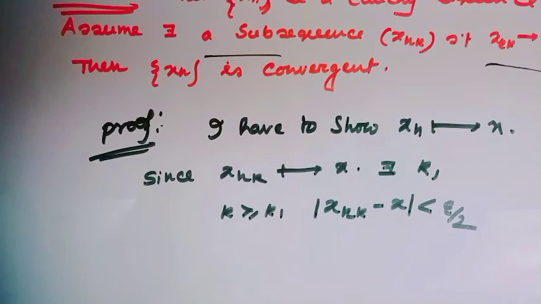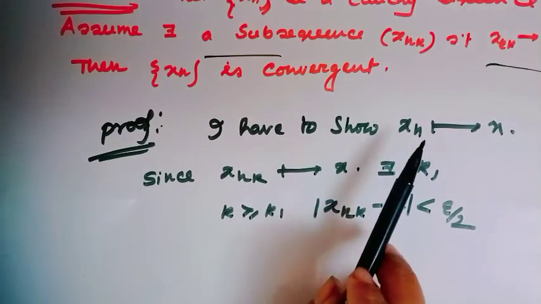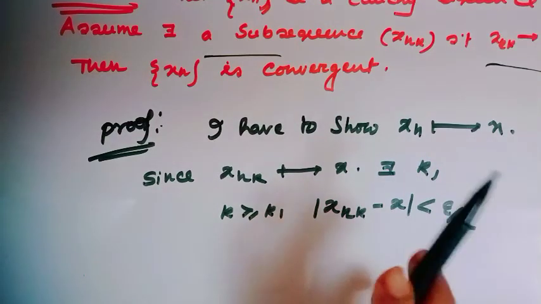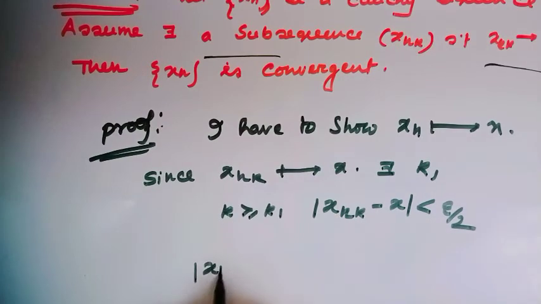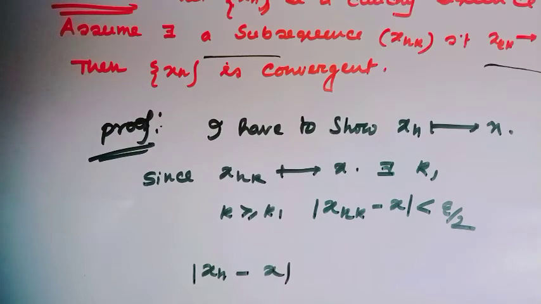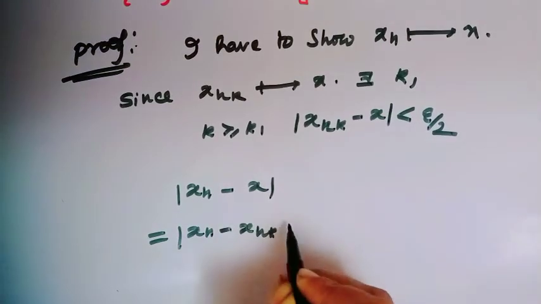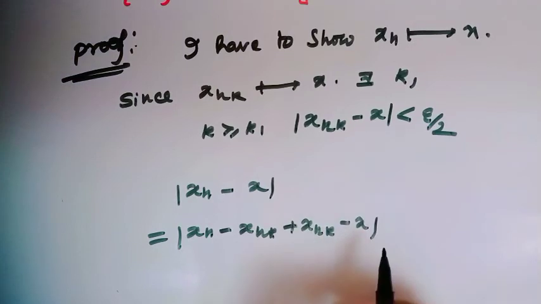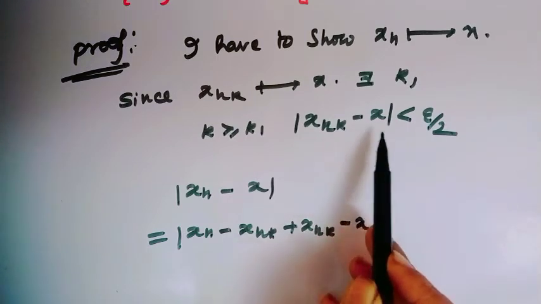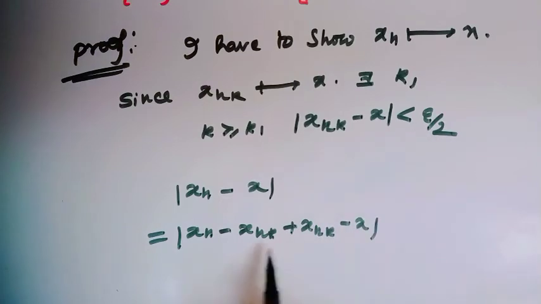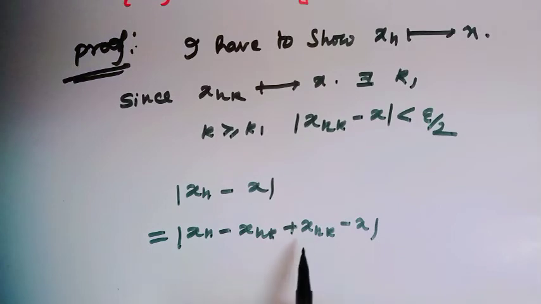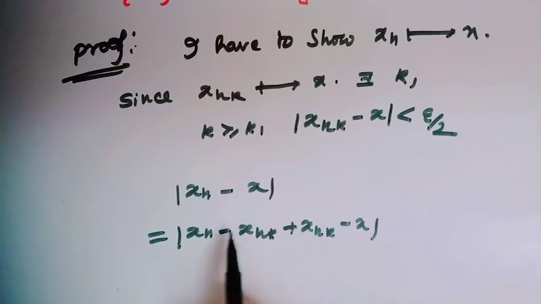Are you getting my point? Okay. And I have to show xn converges to x. That means I want to estimate the absolute value of xn minus x. I can write it as the absolute value of xn minus xnk plus xnk minus x. Why do I want to do such an estimate? Because in my hand I have xnk minus x less than epsilon over 2. So I can write this.